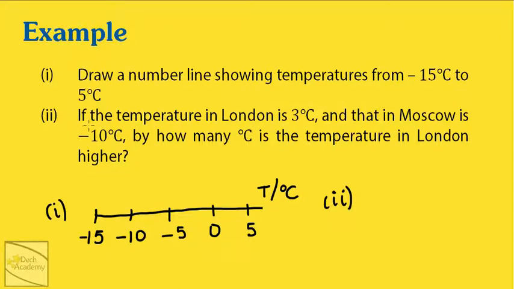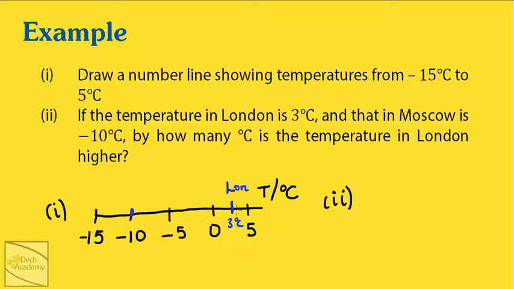For part 2, it says if the temperature in London is 3 degrees Celsius and that in Moscow is -10 degrees, by how many degrees is the temperature in London higher? So, on this number line, 3 degrees will be somewhere here. So this will be London. It'll be just somewhere around there. And for Moscow, -10 degrees, that's here.